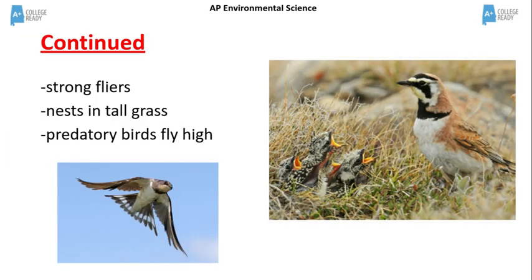Birds are strong flyers because winds in the grasslands can be strong. Birds nest in the tall grass or on the ground since there are no trees. And predatory birds fly high so they can find their prey.